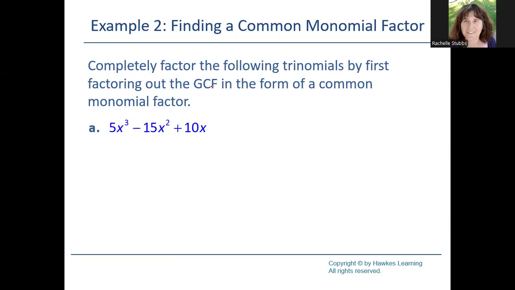Let's look at this one. The first rule of any kind of factoring is to find a GCF. That's the first thing you should do every single time. So what do we have in common? It looks like a 5, 15, and 10. I have a 5 in common, and I have an x in each of those. So I'm going to factor out a 5x, and what leaves me is x squared minus 3x plus 2.